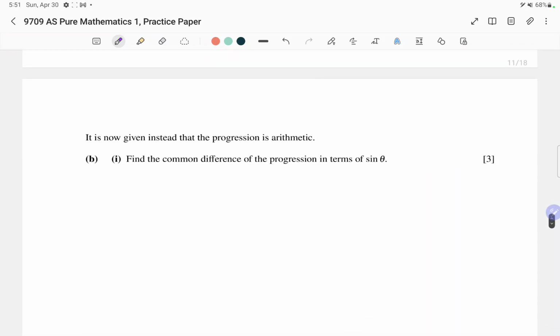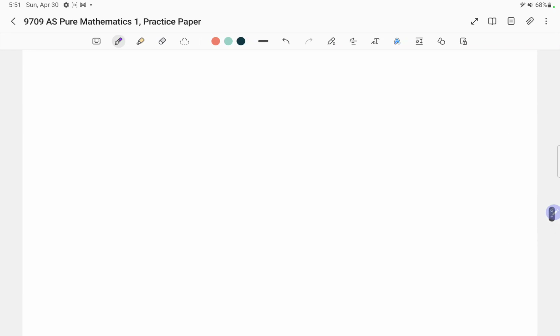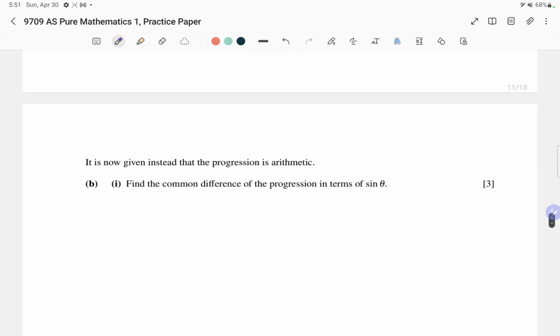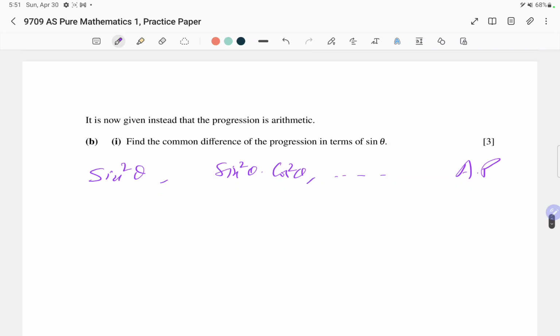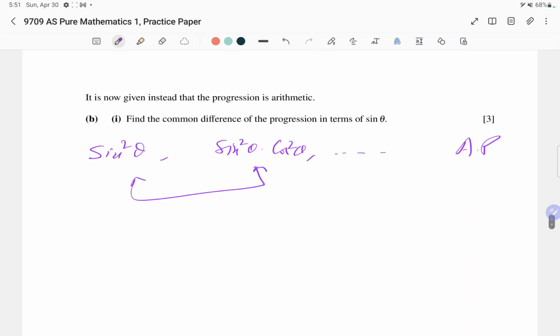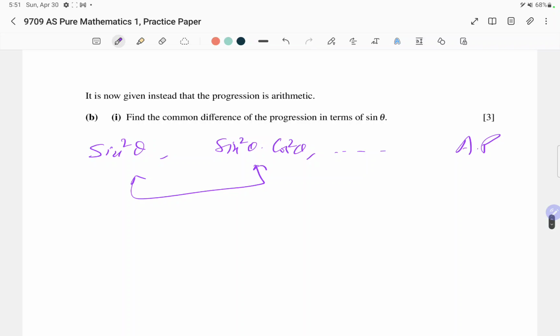It is now given instead that the progression is arithmetic. Find the, no problem. So the first term was sine square theta. The second term is sine square theta cos square theta, but this is in AP this time. Find the common difference of the progression. So just take the difference, that's it. Why is it for 3 marks?